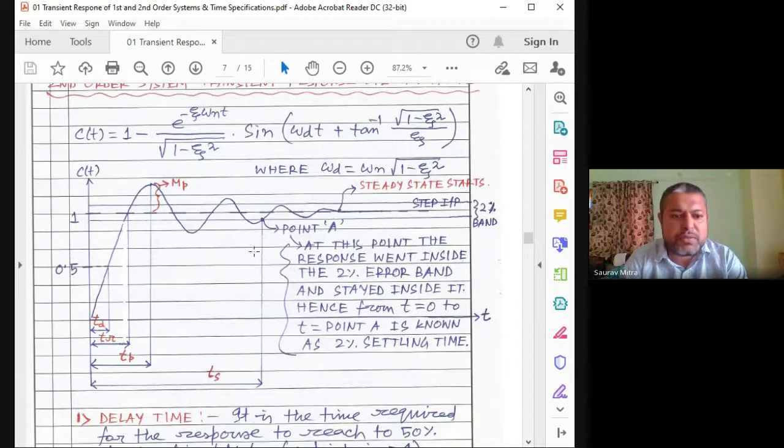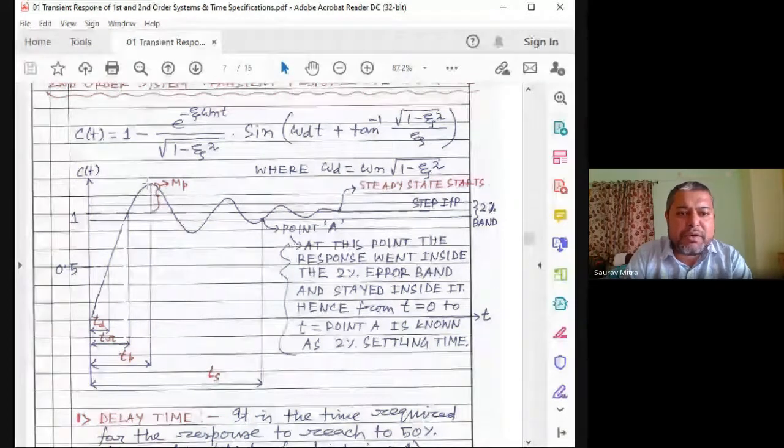What all things are we supposed to check here? TD, the delay time: in how much time the system goes to 50% of its final output. Final output is 1, 50% of that is 0.5. TR, rise time: how much time it takes to reach 100% of its final output for the first time. Here also the output is 1, and here also the output is 1, so there are crossover points everywhere, but these are not TR. TR is for the first time when the capacitor charges to 100% of the input. So that is called TR.